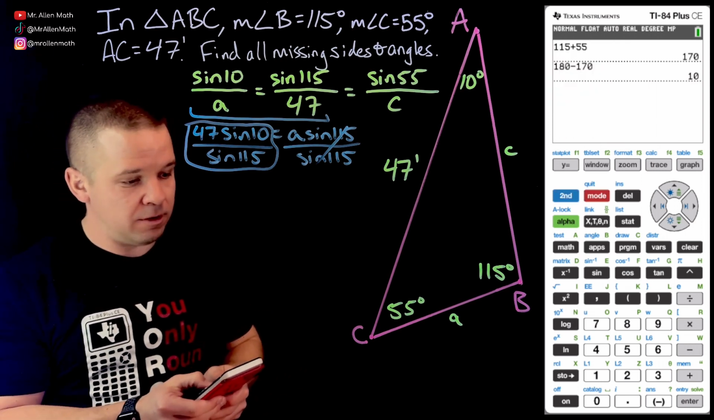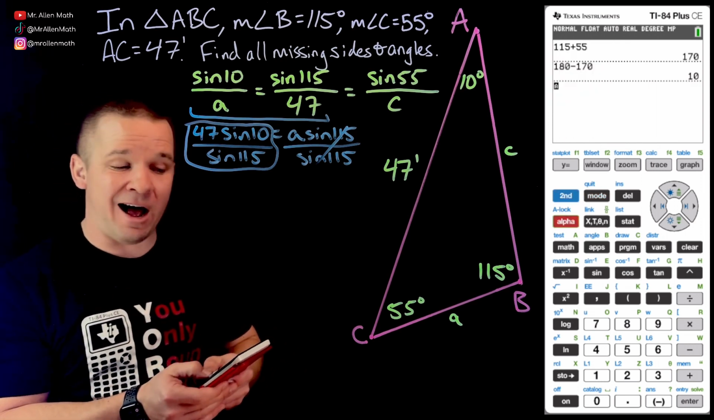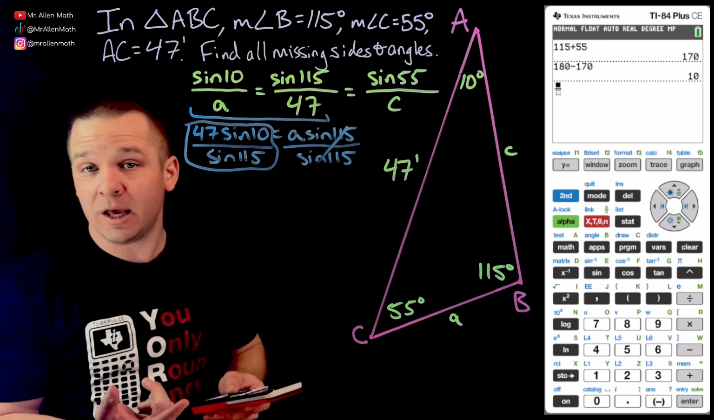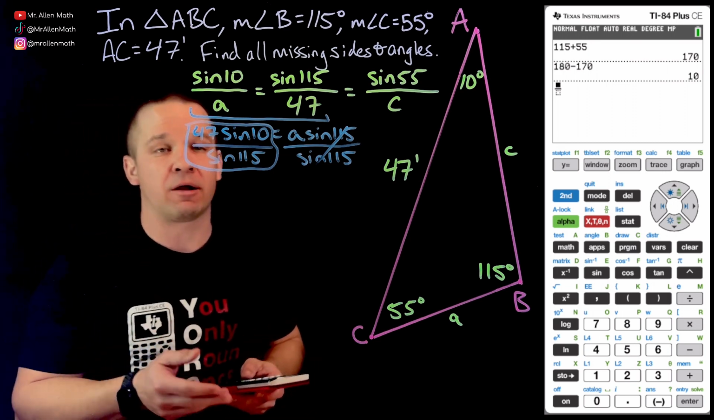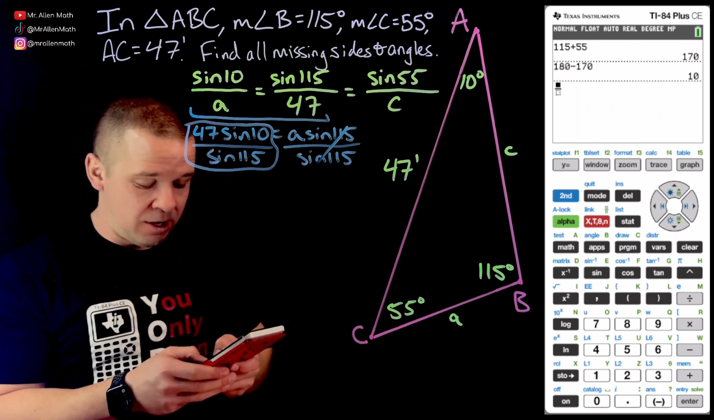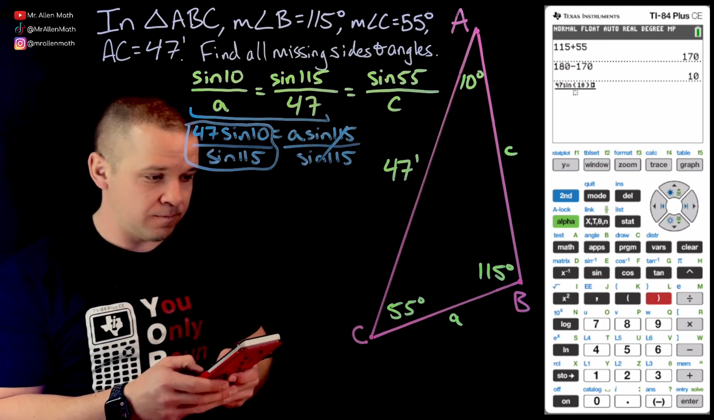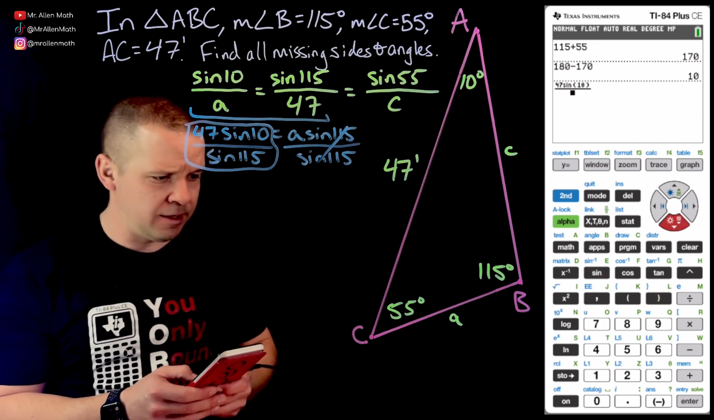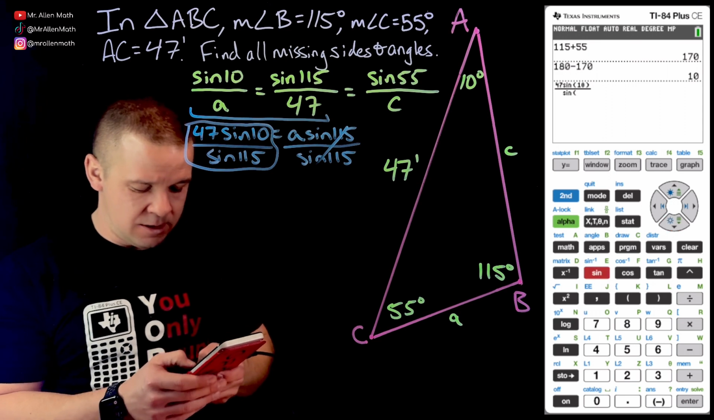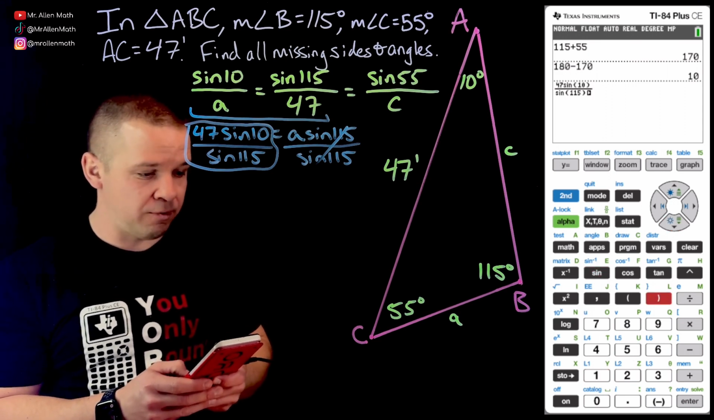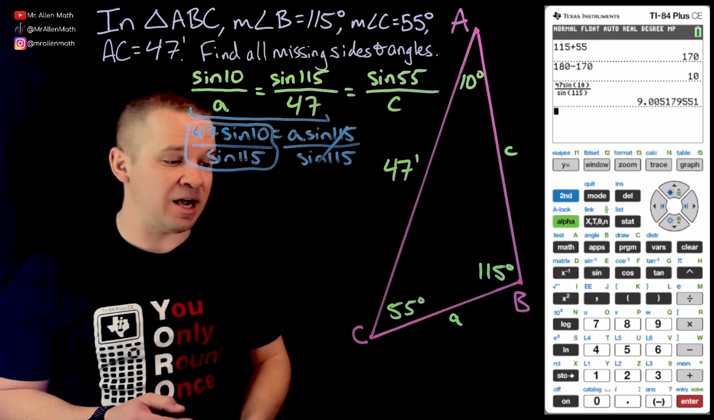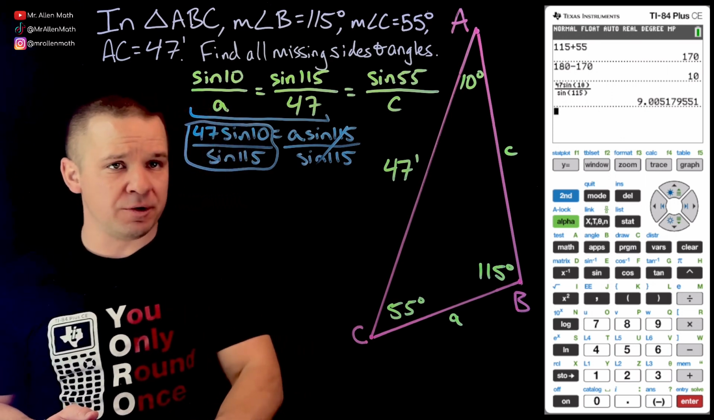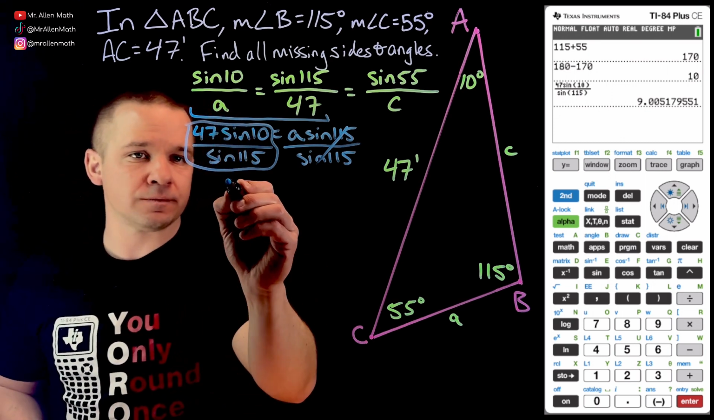All right, so quit out of that. Let's just type this all in. Alpha x to get a fraction, or alpha y equals, depending on what model calculator you have. But now you can just type it all in. 47, sine of 10. Close it. You got that all in there. Cool. And then we got sine of 115. Close my parentheses. Hit enter, and we get 9.005. So go with 9.01.